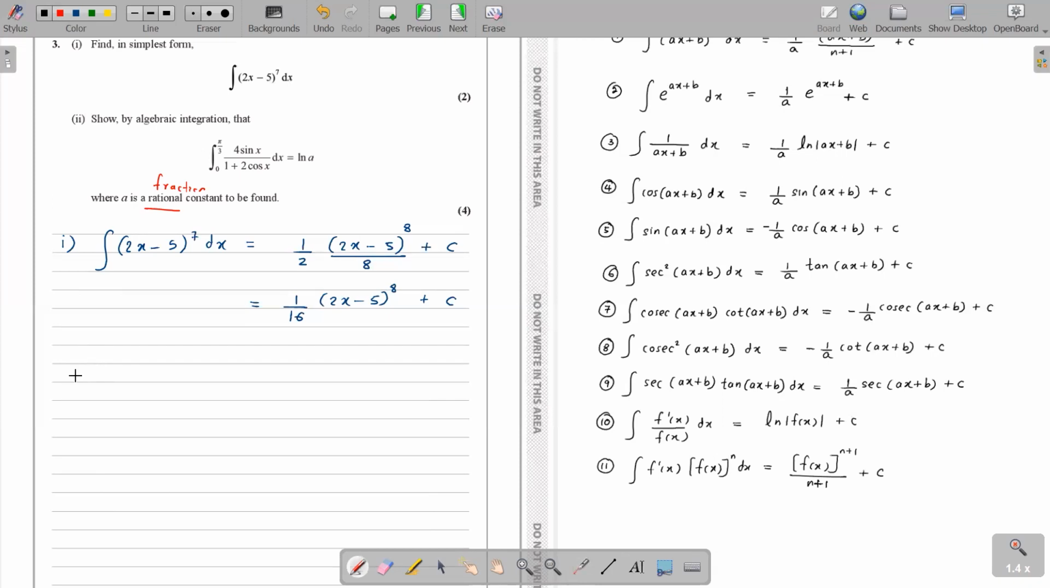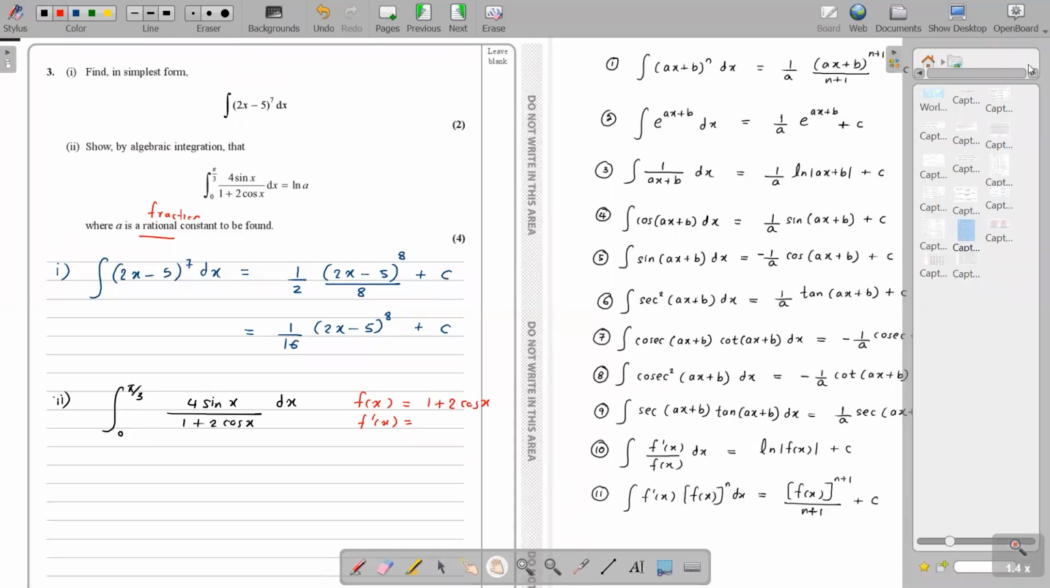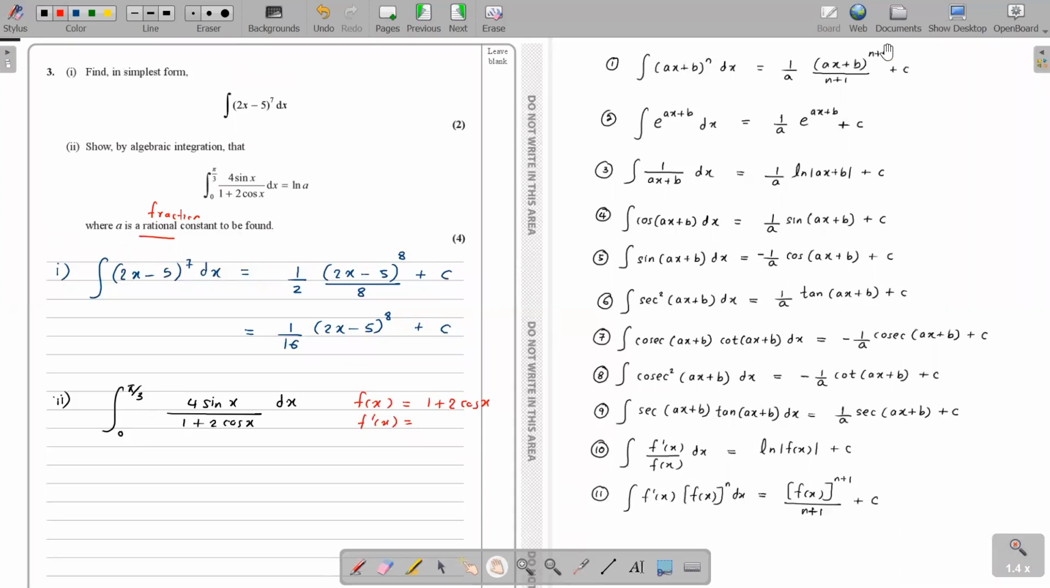So do we have it? Shall we check on that? The integration from 0 to pi over 3 of 4 sine x over 1 plus 2 cos x with respect to x. My f x here, my denominator, is 1 plus 2 cos x. Can you all tell me what the f dash x should be? The differentiation of cos x is, so now it's differentiation, okay? Not integration, it's a differentiation. So do you remember the differentiation rule? Differentiation of cos is negative sine, right?